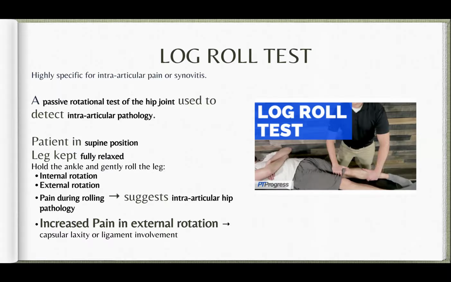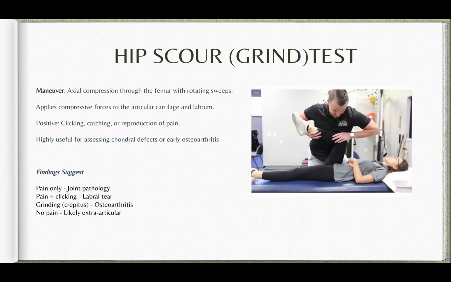Hip scour or Quadrant test. Here, compression through the femur with rotating sweeps applies compressive forces to the articular cartilage and labrum. It is positive when there is any clicking, catching, or reproduction of pain. It is highly useful for assessing chondral defects or early osteoarthritis. Findings suggest if there is only pain, then it is joint pathology. If there is pain with clicking, then it is a labral tear. If there is grinding, that means crepitus, then it is an indication of osteoarthritis. And if there is no pain, it is likely extra-articular.